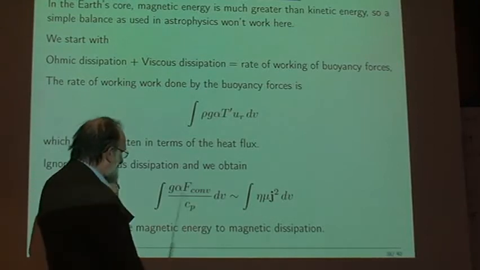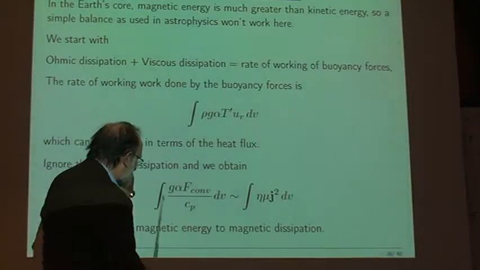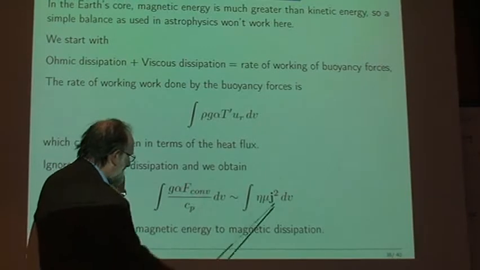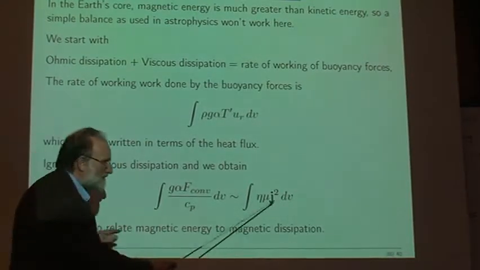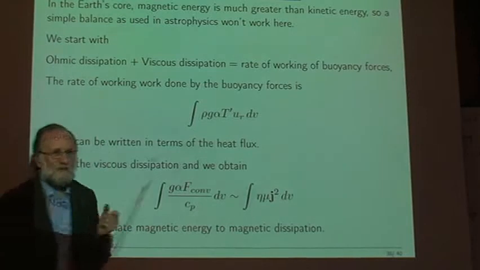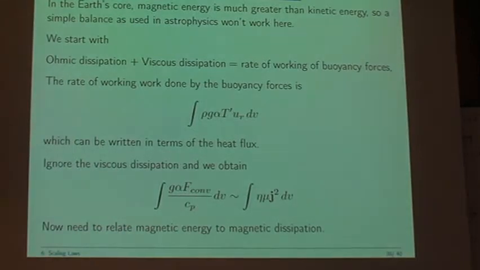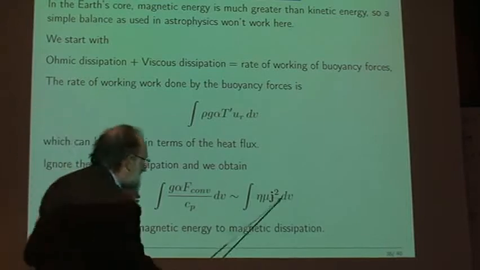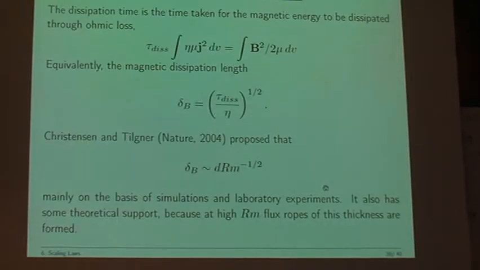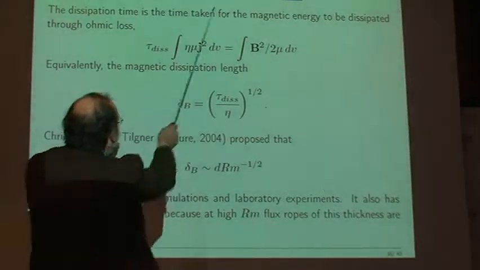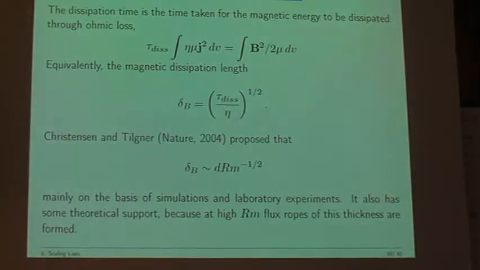So that means we can estimate that, because we know the convective heat flux. But that, of course, doesn't unfortunately tell us what B squared is. It tells us what J squared is, because that's the ohmic dissipation in terms of the square of the currents. So how do we get from this to B squared? Now here we have to have an additional piece of information, and I'm going to talk about what I call the Christensen-Tilgner law.